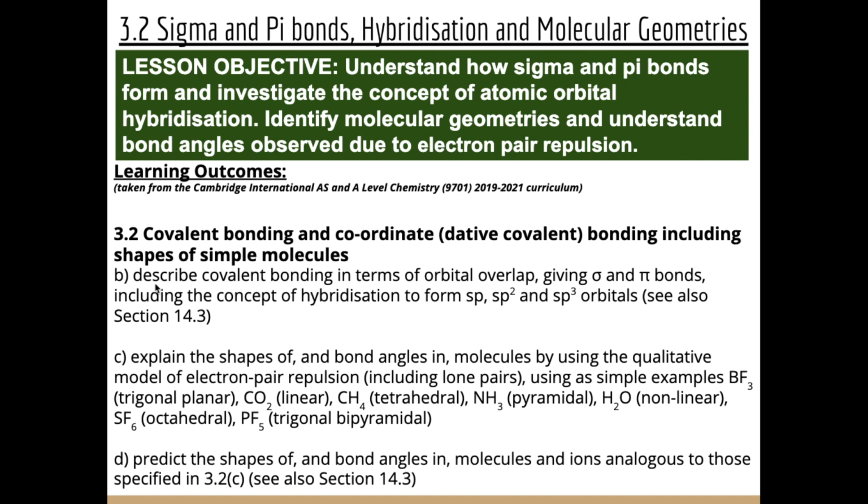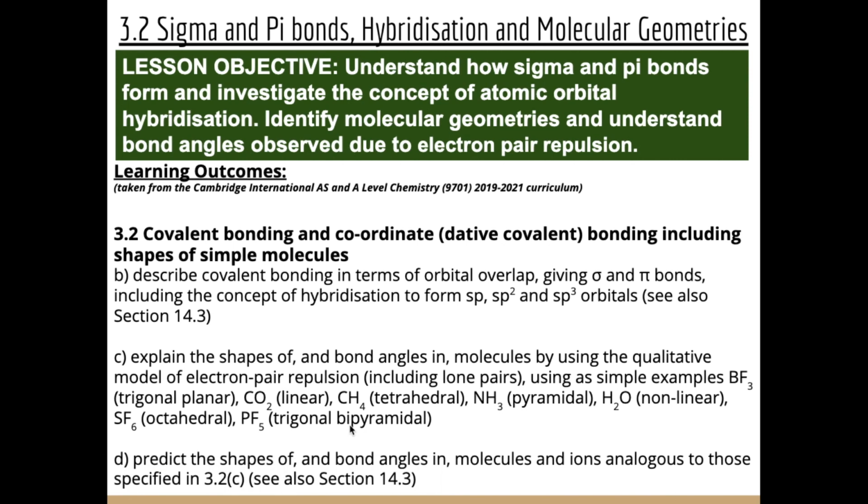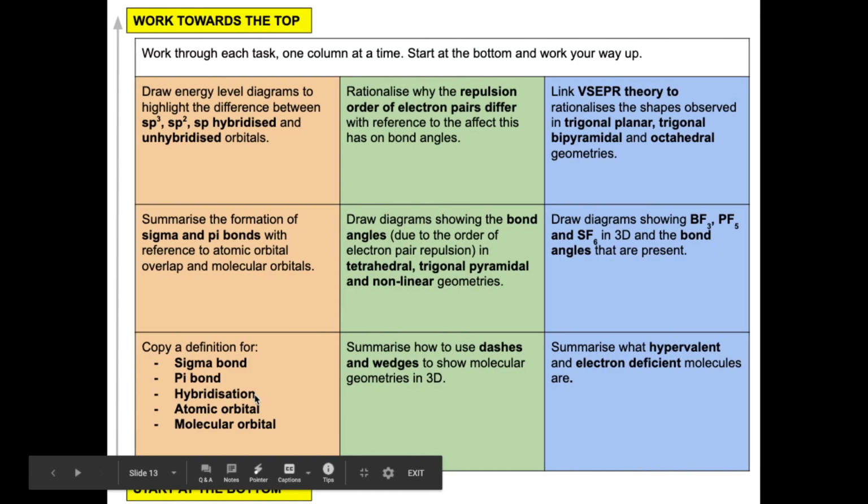We have looked at describing covalent bonding in terms of orbital overlap, giving sigma and pi bonds, including the concept of hybridization to form sp, sp2, and sp3 orbitals. We have explained the shapes of and bond angles in molecules by using the qualitative model of electron-pair repulsion, including lone pairs, using as simple examples trigonal planar, linear, tetrahedral, pyramidal, nonlinear, octahedral, trigonal bipyramidal, and finally we predicted the shapes of and bond angles in molecules and ions analogous to those specified in that part.